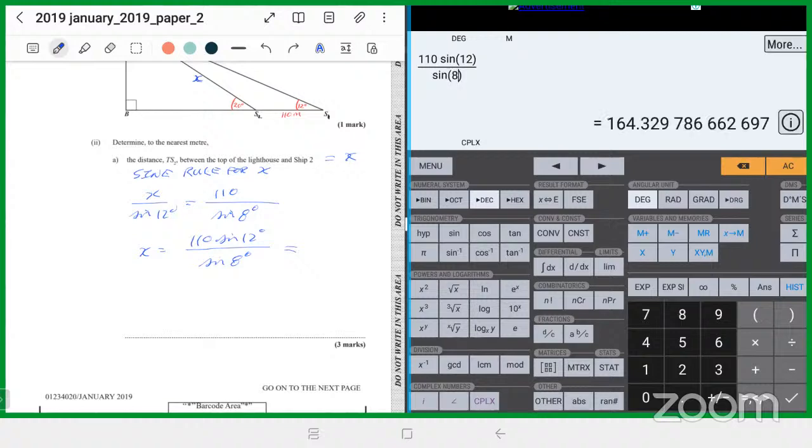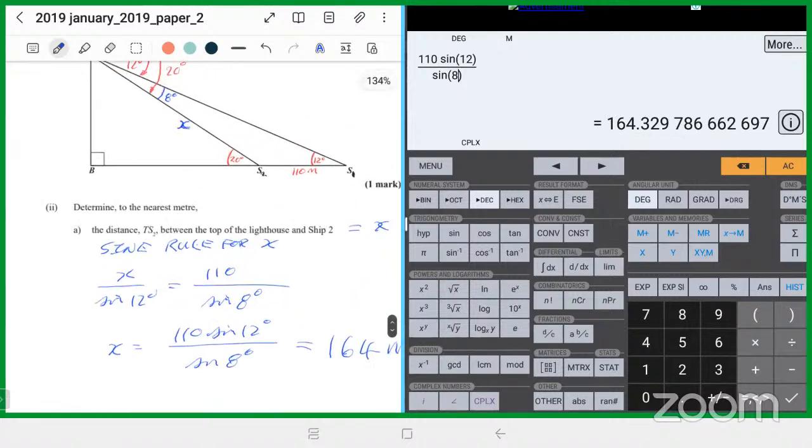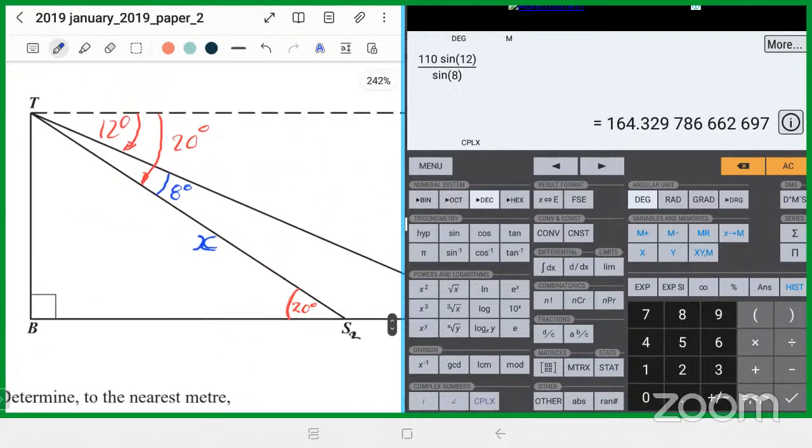I'm getting 164. They said the nearest meter. So it's 164 meters. When they say the nearest meter, it means you don't put a decimal. Give it the nearest whole number. 164. Put it on the diagram. So I now know that the X is 164. Let me write it like this. This X is 164.